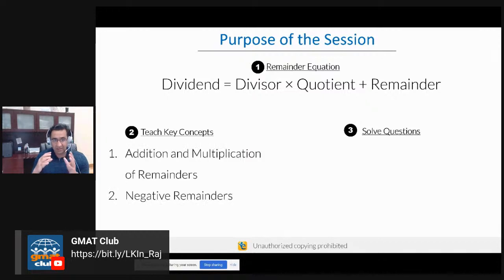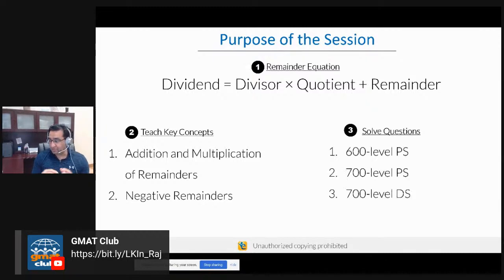So my goal really is to teach you some key concepts that are related to this equation. These concepts are derived from this equation. So the concepts are around the addition and multiplication of remainders as well as negative remainders. And then we're going to solve about 15 questions during this session. It's a fairly long session overall.